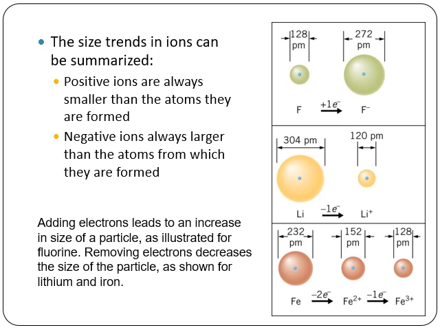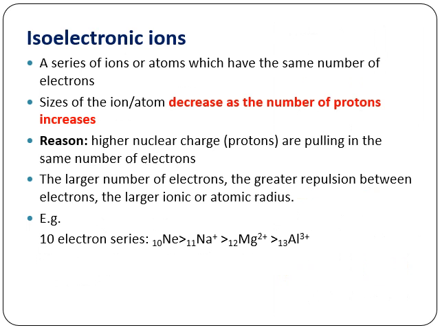So this is a summary: positive ions are always smaller than the atom, and negative ions are always larger than the atom from which they are formed. Now we go with isoelectronic. Iso means same, electronic means electron number. So a series of ions or atoms which have the same number of electrons: the size of the ion decreases as the number of protons increases.